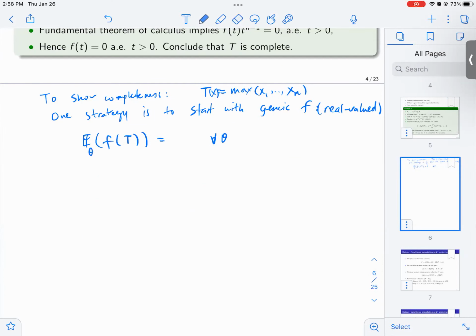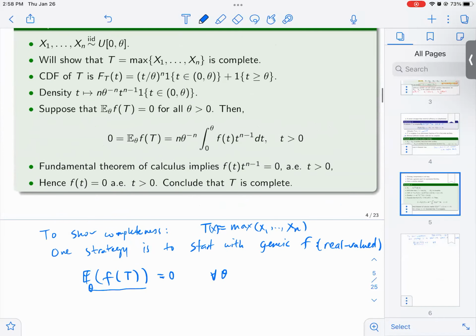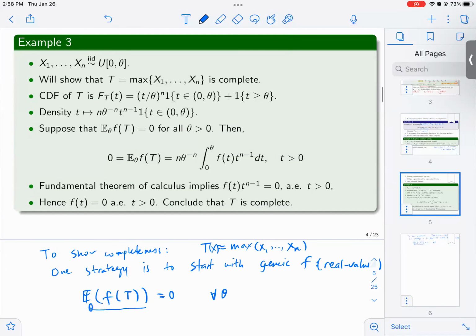So I'm going to do 0 here. And then you write down, this is an integral. You write it down for all theta, and this would give you an integral equation. Then you have to solve that integral equation and show that the unique solution is 0. You can turn it into a differential equation. So it ends up being solving a differential equation or an integral equation.